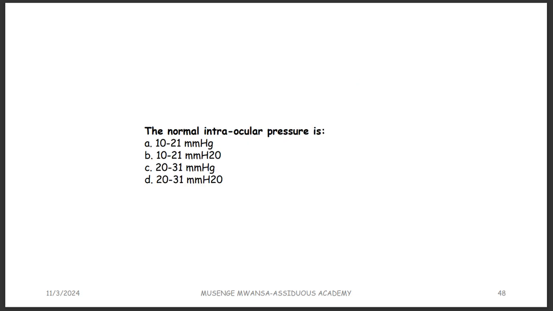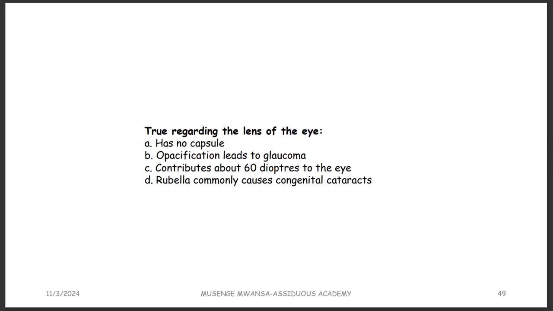The normal intraocular pressure is: A, 10 to 21 millimeters of mercury; B, 20 to 31 millimeters of mercury. Which one are we going to go for? A. Is there anyone that wants to oppose A? Or anyone that wants to support A? We are all supporting, I believe.